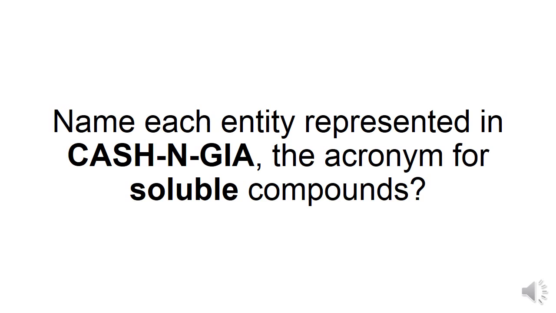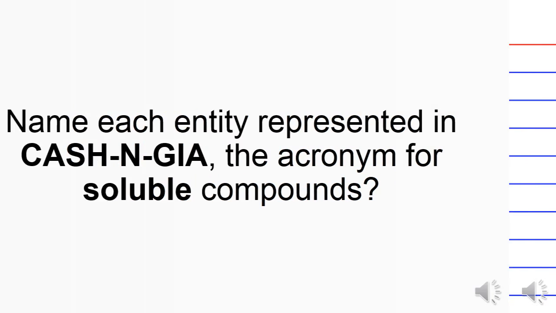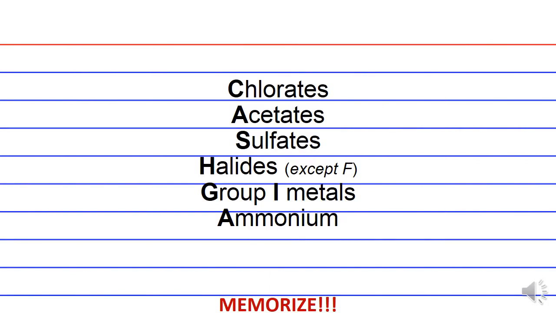Name each entity represented in CASH-N-GIA, the acronym for soluble compounds. So what does CASH-N-GIA stand for? And remember, these are the soluble compounds. Okay, that would be chlorates, acetates, sulfates, halides, except for fluorine. Group 1 metals with lithium, sodium, potassium, and ammonium.